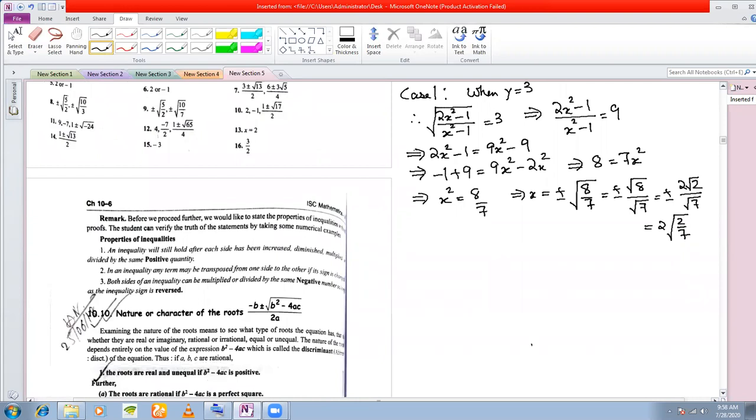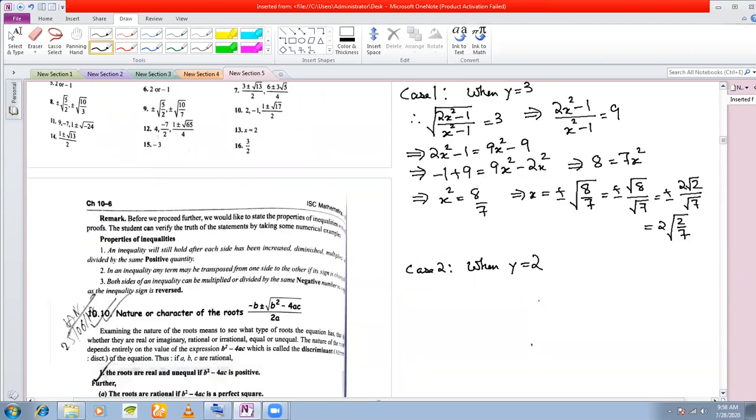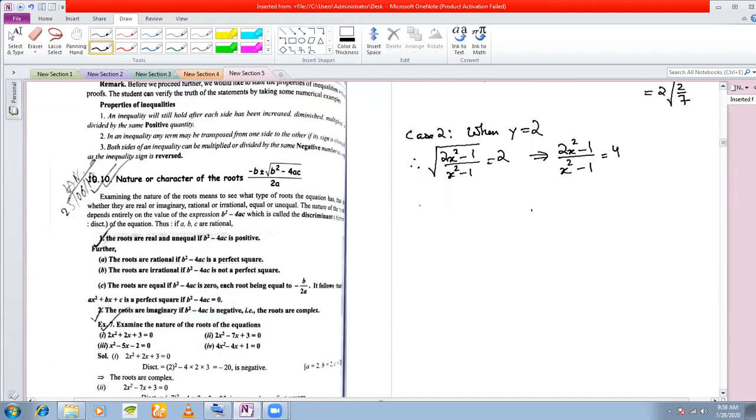We consider case 2 now. In case 2, what was the other value of y? When y is equal to 2. So let us see what happens when y is equal to 2. Therefore, the square root of (2x² − 1)/(x² − 1) is equal to 2. Squaring both sides, you get (2x² − 1)/(x² − 1) is equal to 4. Now again you cross multiply and reduce it to a quadratic and solve.